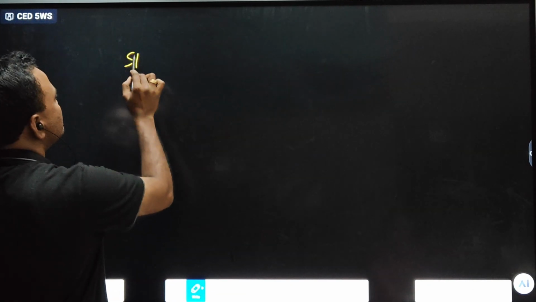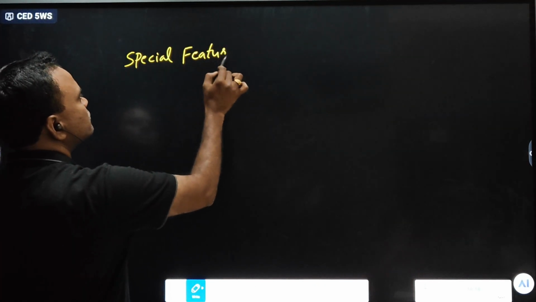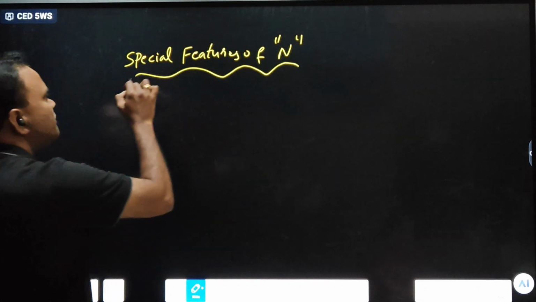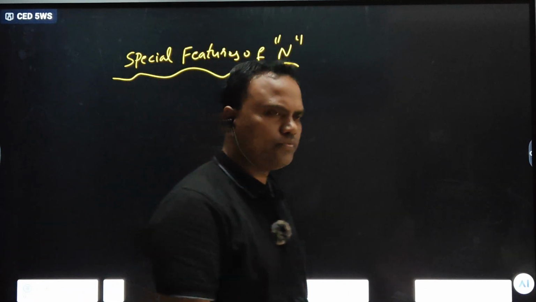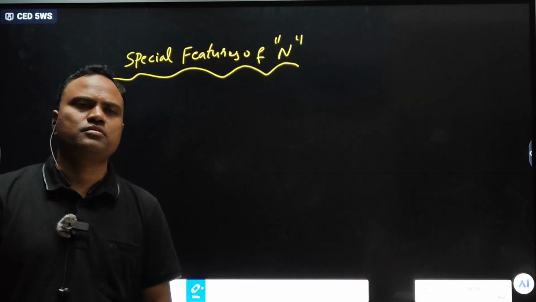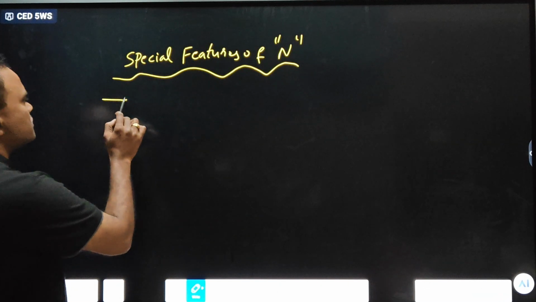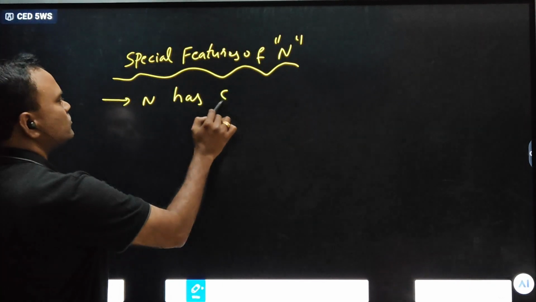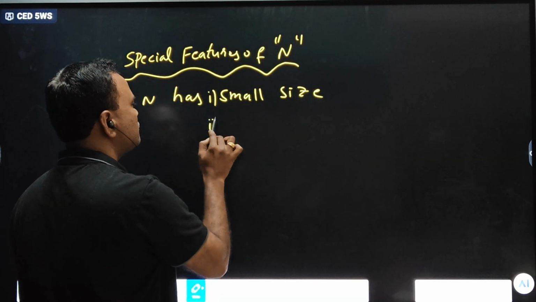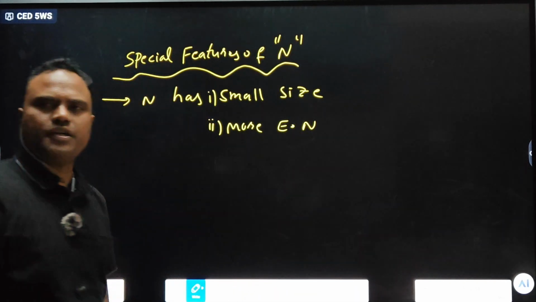Next, special features of nitrogen, or anomalous behavior of nitrogen. Anomalous property of nitrogen. See, nitrogen has unique properties when compared with other elements, due to some reasons. First point: nitrogen has small size and is more electronegative.